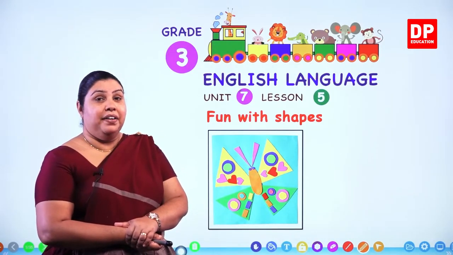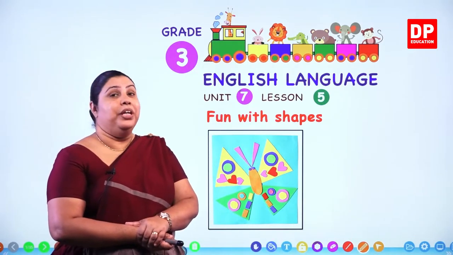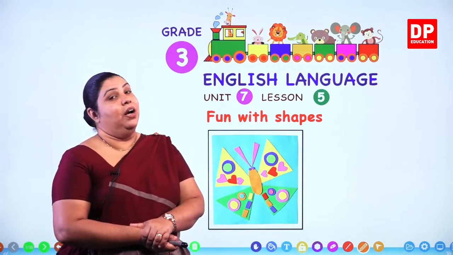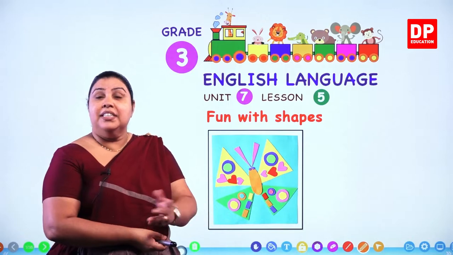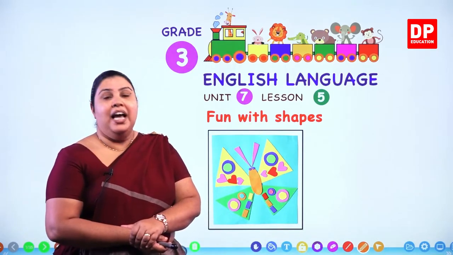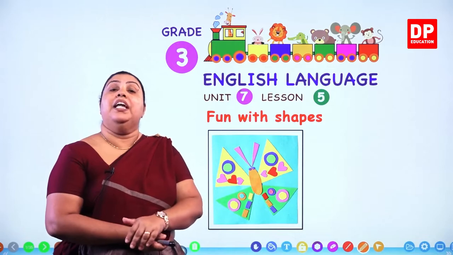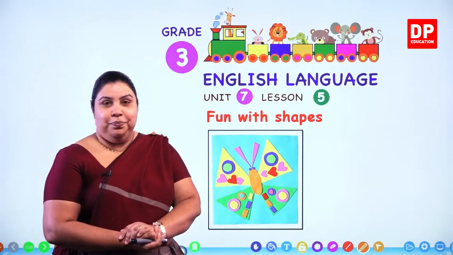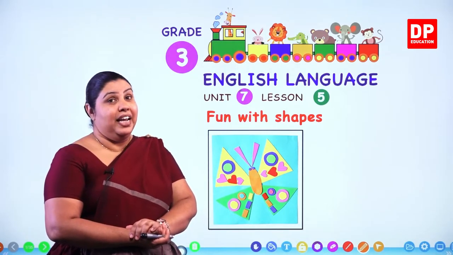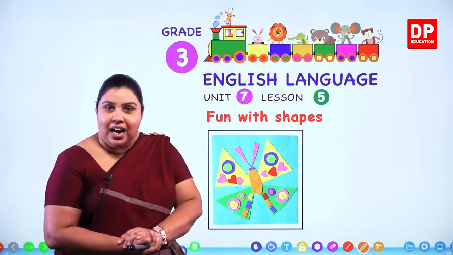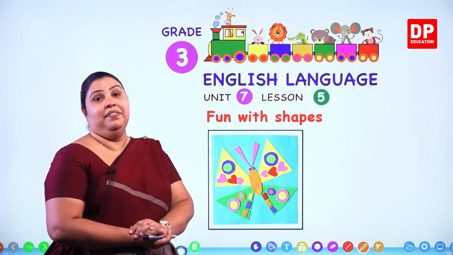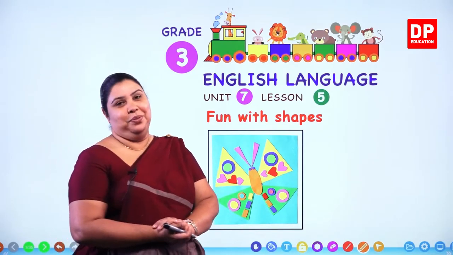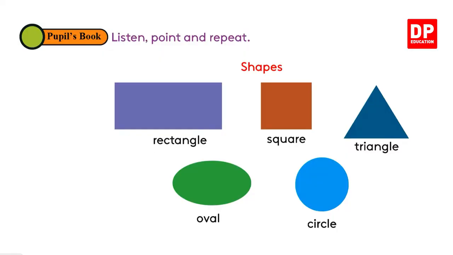In our lesson number 5, you are going to enjoy with colorful shapes. We are going to learn some shapes and we are going to look into some objects with those shapes that we learn, and then we are going to see what we can do with these shapes. So it's going to be an interesting lesson for you. So without getting delayed, we will quickly move on and start our lesson. Lesson number 5 in unit number 7, Fun with Shapes. Come. Let's go and see what we have in our slide.